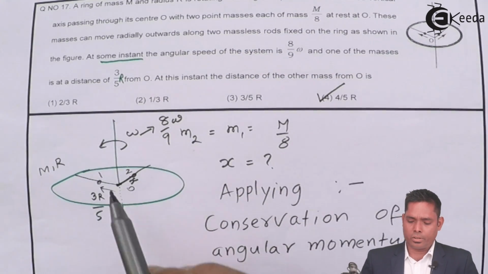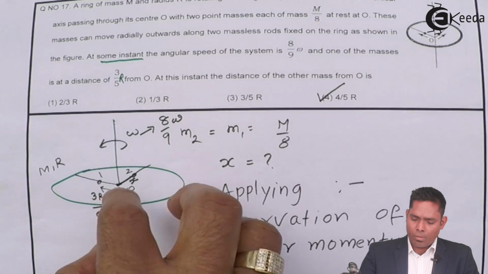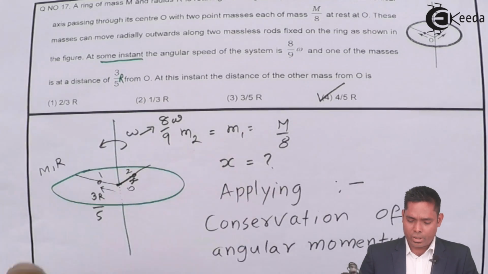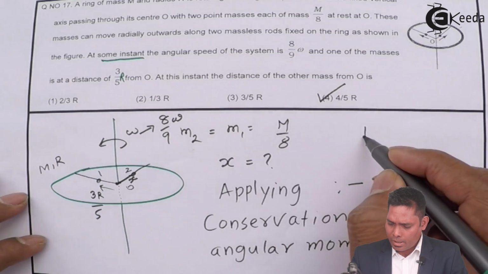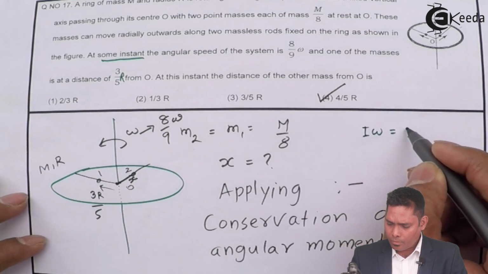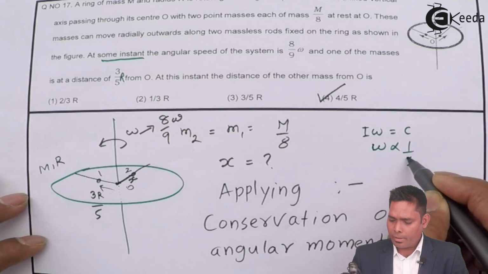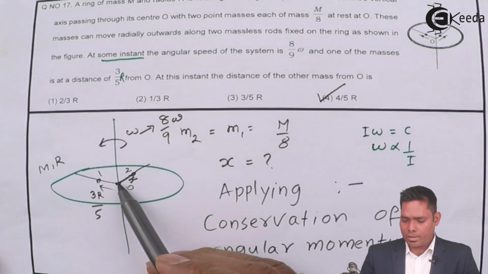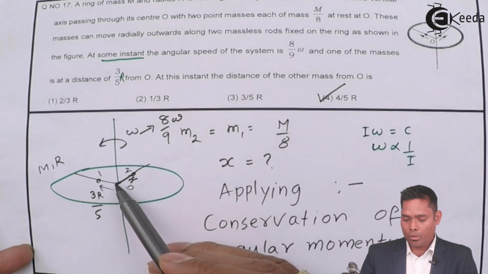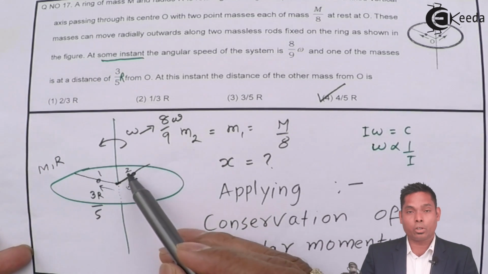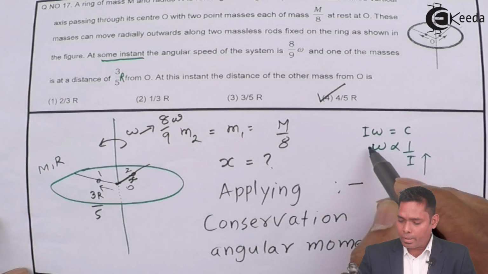from the origin. It is one point you have to note, that when this starts moving, the I will increase. And basically the concept is that I omega is constant. So that means omega is inversely proportional to I. That means when the masses start moving away, they will contribute to moment of inertia. The moment of inertia of the system will increase. Because this increases, the omega will decrease.